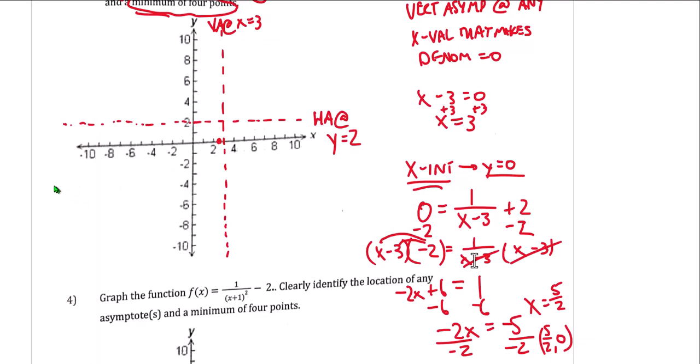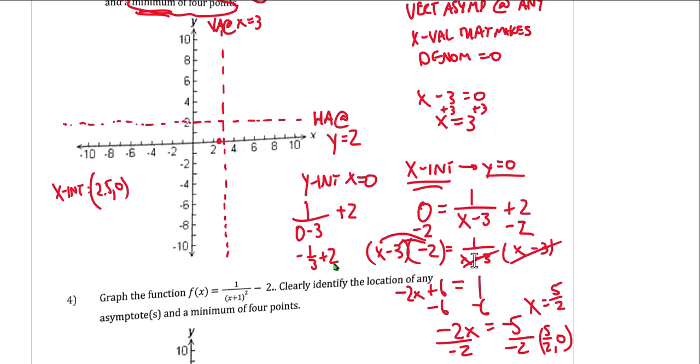My x-intercept, the question tells us to identify a minimum of 4 points. So my x-intercept is 2.5 comma 0, or 5 halves comma 0. What about my y-intercept? Remember that happens at x equals 0. So that's 1 over 0 minus 3, I'm just throwing in 0 for my x, plus 2. That's negative 1/3 plus 2.